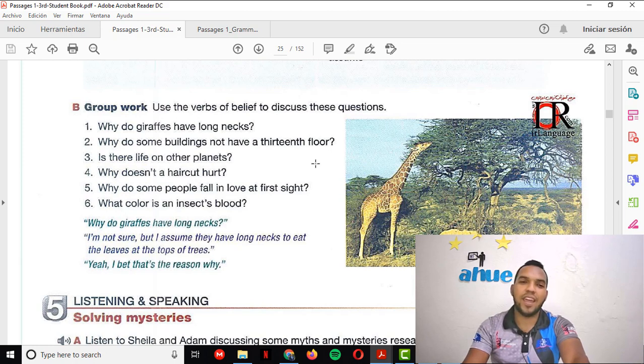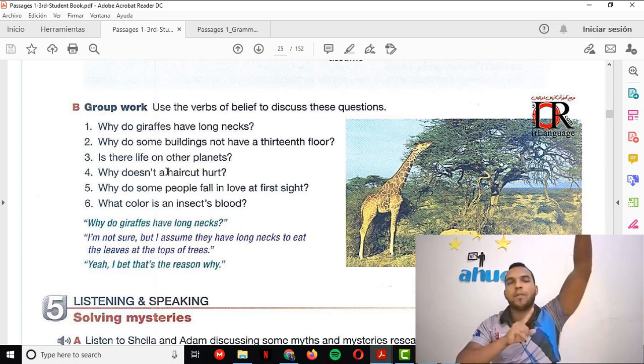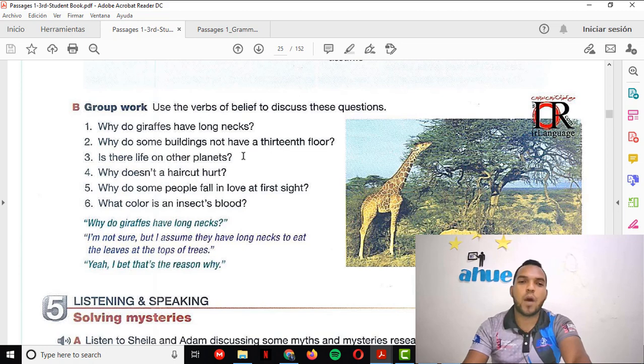Here we have some verbs of belief to discuss these questions, right? Like, why do giraffes have long necks? Have you ever thought about it? Why do they have that long neck? Or why do buildings not have a 13th floor? Or is there life on other planets? What do you think about it? Okay, this is something that I think we are going to be discussing in a speaking call, right?